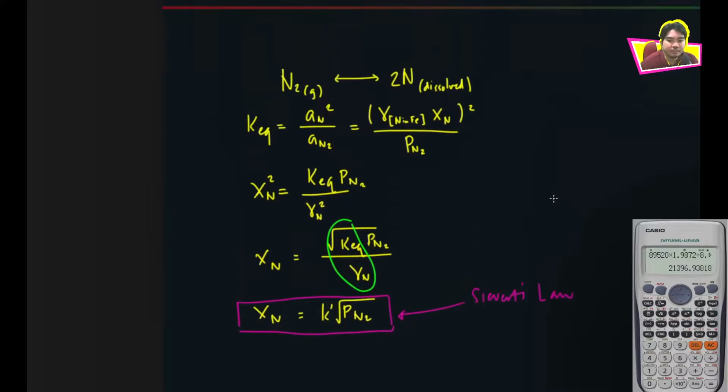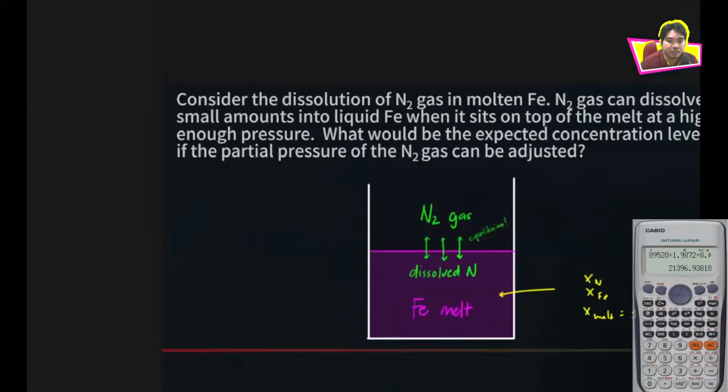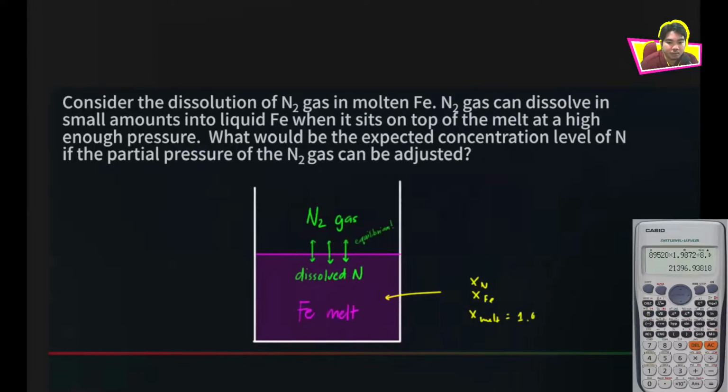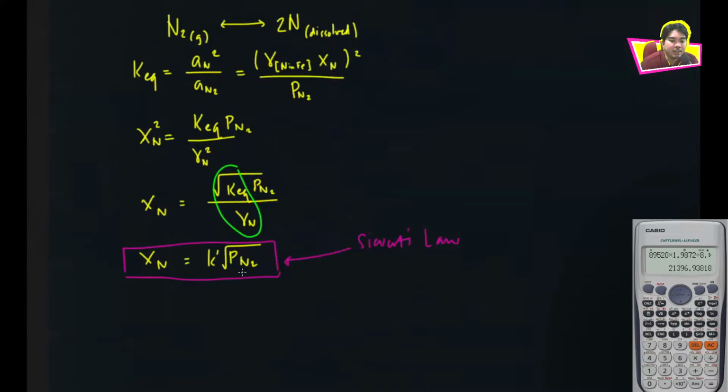Okay? So, ito lang ba yung hiningi na problem? What would be the expected concentration level of N if the partial pressure of N2 gas can be adjusted? So, parang sinasabi na if you adjust the partial pressure, it's directly proportional to Xn by this equation, no? So, square root siya ng partial pressure. So, if you increase the partial pressure, for example, 10 atmospheres, then yung magiging Xn mo will be square root of 10 times yung whatever constant na 'to. And this is Sieverts' law, no?